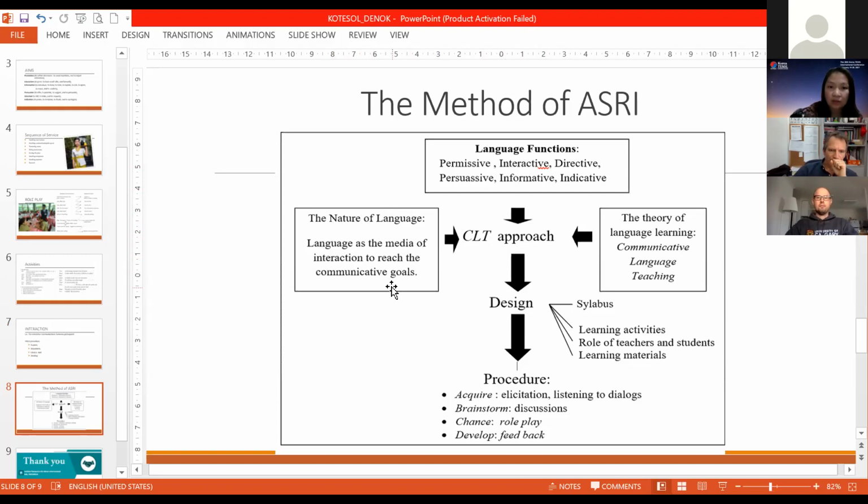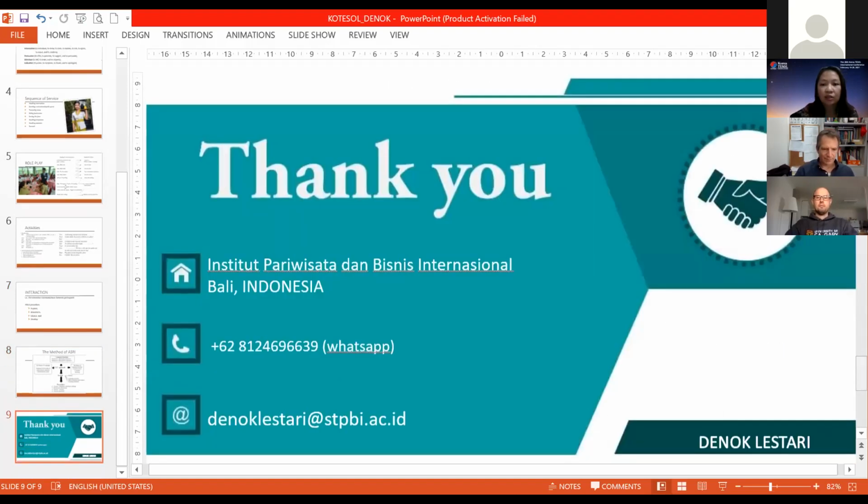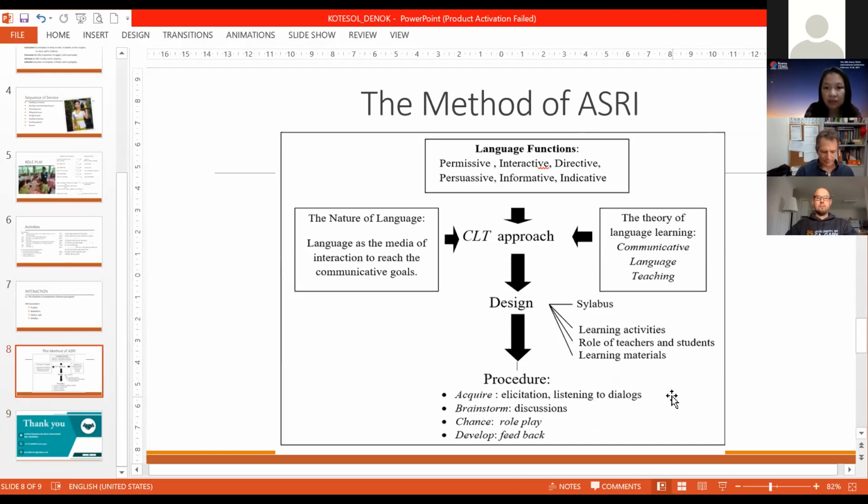So I use language as the media of interaction to reach communicative goals, and the theory, and then also the design. The design is constructed with a syllabus, learning activities, the role of teachers and students, and the learning materials. And then the procedures. So the ABCD procedures are elicitation, listening to dialogue, brainstorm as discussion, chance, role play, and also develop.